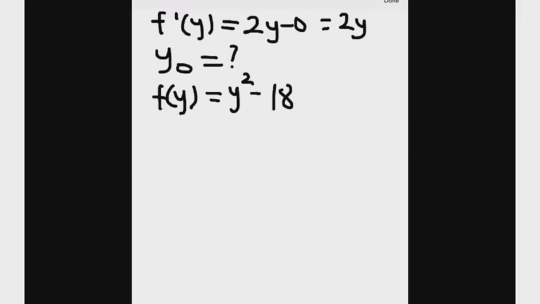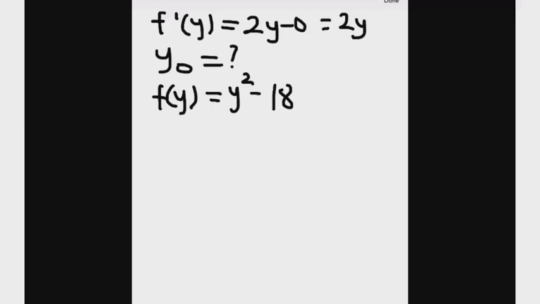For instance, if you take y naught to be 1, and we insert 1 for y in the function, I have 1 squared minus 18, which is minus 17. It is far from 0. If I try y naught equal to 2, 2 squared minus 18 is minus 14, it's far from 0. If I try 3, 3 squared minus 18, 9 minus 18, which is equal to minus 9, it's far from 0. If I try 4, 4 squared minus 18, 16 minus 18 is minus 2, that is close.